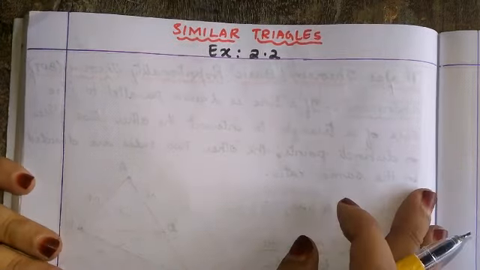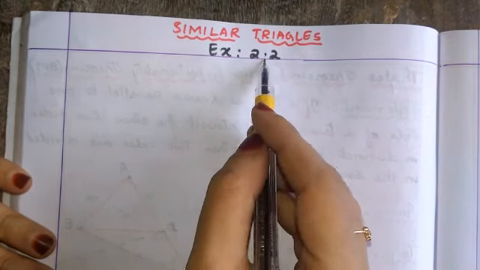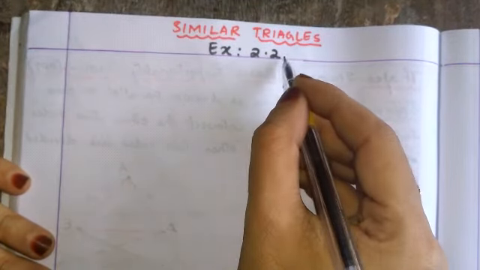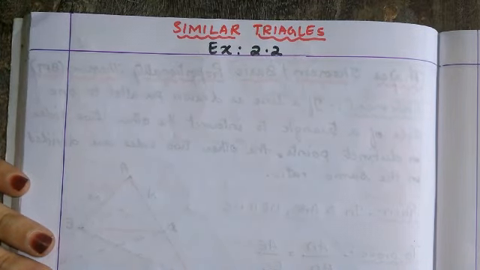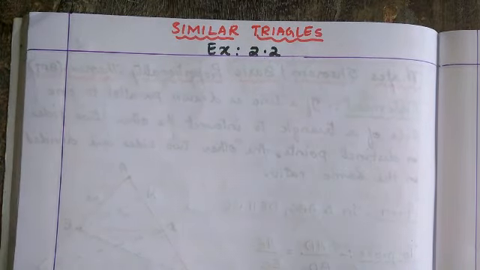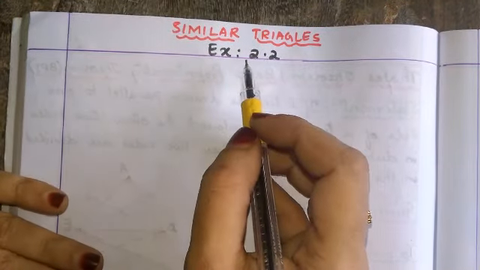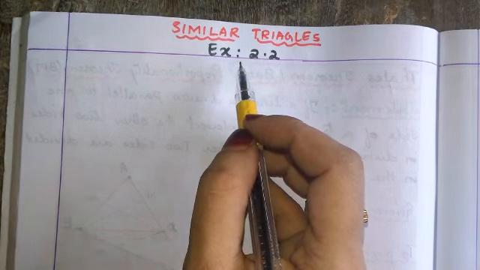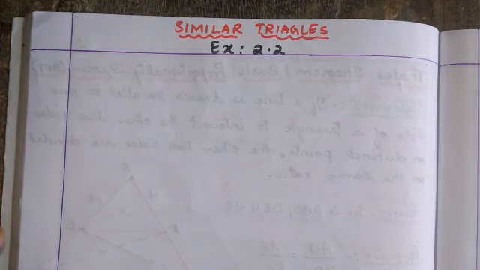So today I am here with similar triangles exercise 2.2. In my previous video I explained Thales theorem, so based on that we are going to solve exercise problem 2.2. One more theorem-like statement I want to tell you: the converse of Thales theorem, which we just have to remember as a statement.